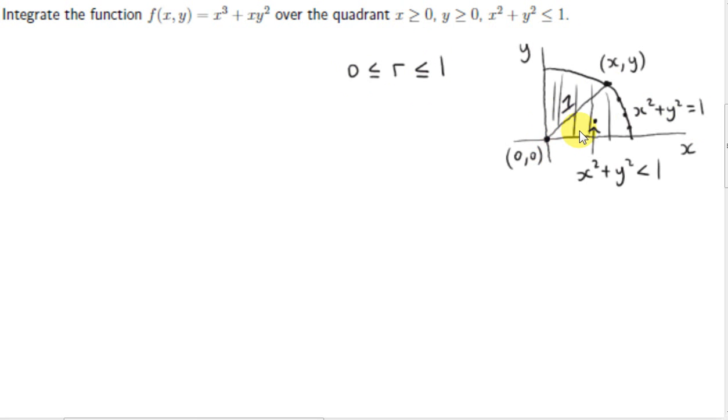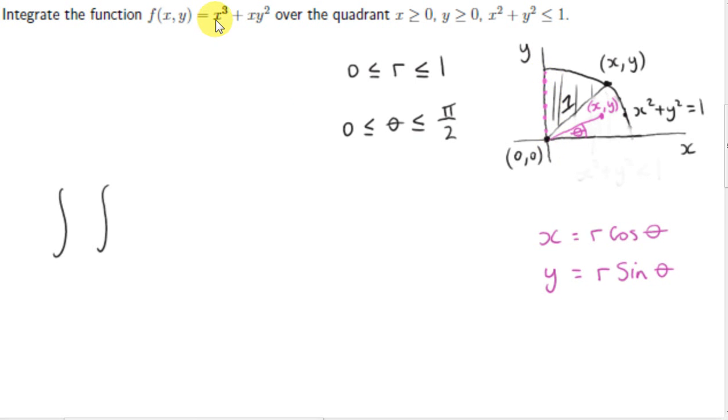Now, what about the range of values for theta? Well, theta can range from 0 for points on the positive x-axis to a maximum of pi over 2 radians or 90 degrees for points on the positive y-axis. Now, for our function, we want x in terms of r and theta and y in terms of r and theta. So that just comes from some basic trigonometry that you've probably seen. So pick a point xy anywhere in the region. Theta, as you can see, is actually an acute angle.